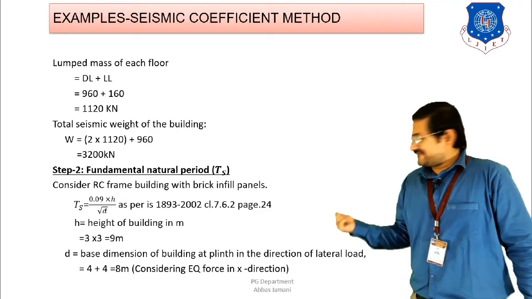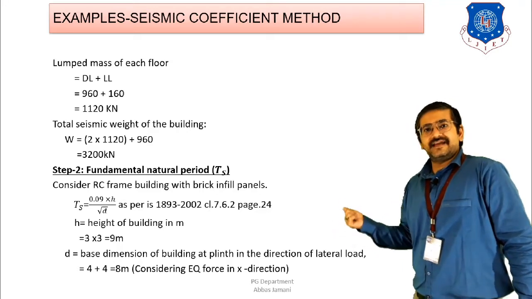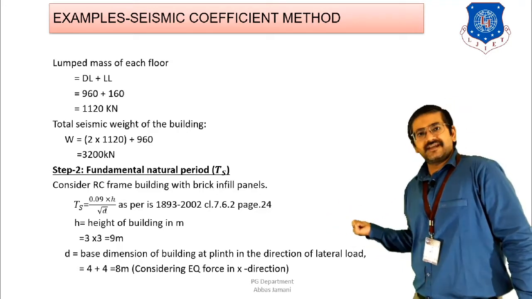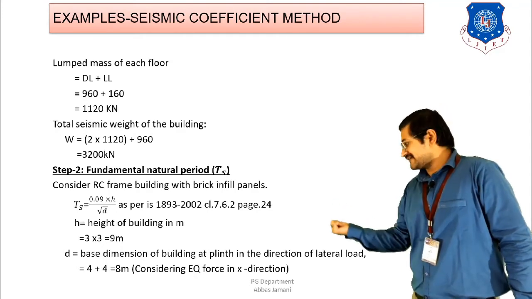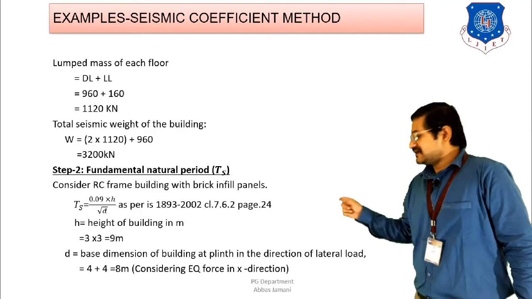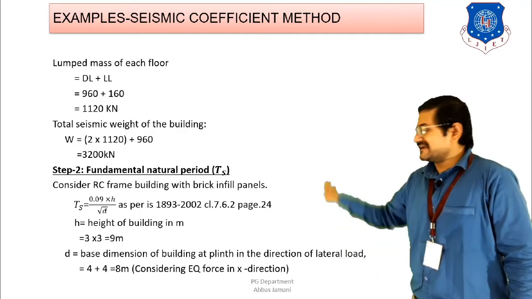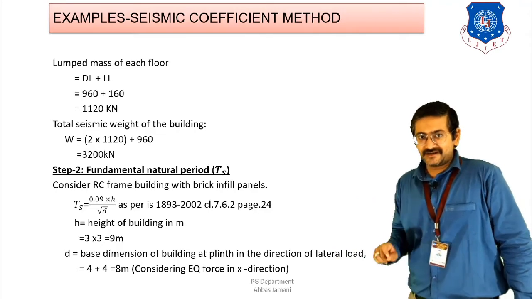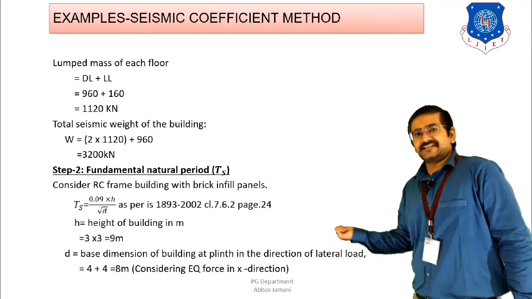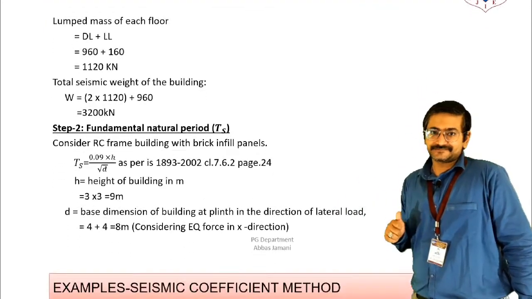So if I look at the dimension of the building, as we know, in the x direction the total length of the building is 8 meters, and I am calculating the earthquake in x direction. That is why my value of D will be 8 meters. If I am going to calculate the earthquake in z direction, then in that case my value of D will be 10 meters, right? So since I am considering x direction, my value is going to be 8 meters.